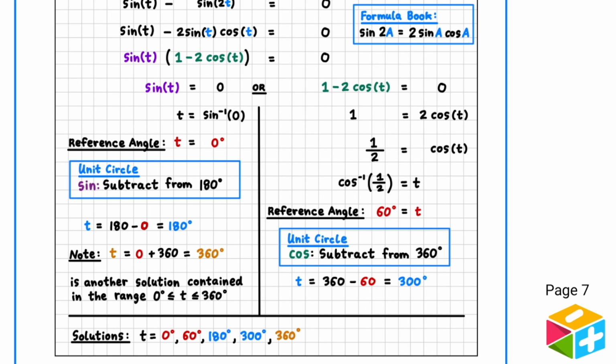Again, we'll have to use our unit circle knowledge to find a second angle. Whenever you have an equation involving cos, the second angle is obtained by subtracting the reference angle from 360. Here, the reference angle is 60, so we get 360 minus 60, which is 300. Putting everything together, we ended up with 5 solutions. t equals 0 degrees, 60 degrees, 180 degrees, 300 degrees, and 360 degrees.